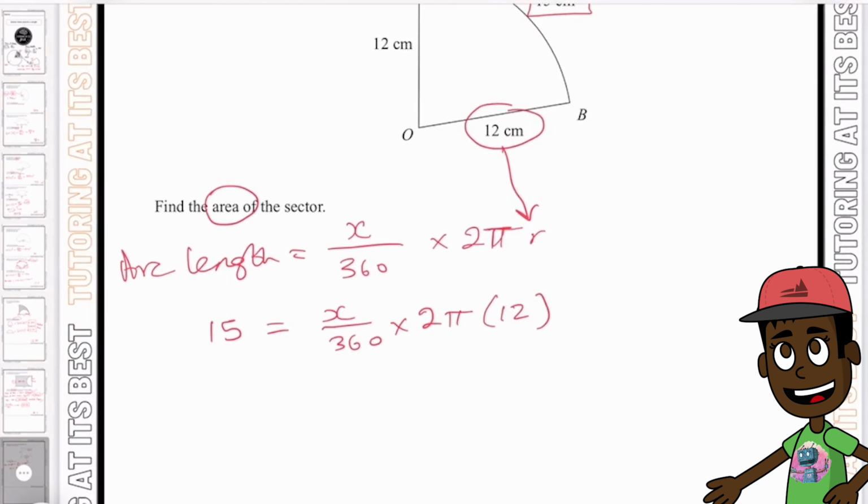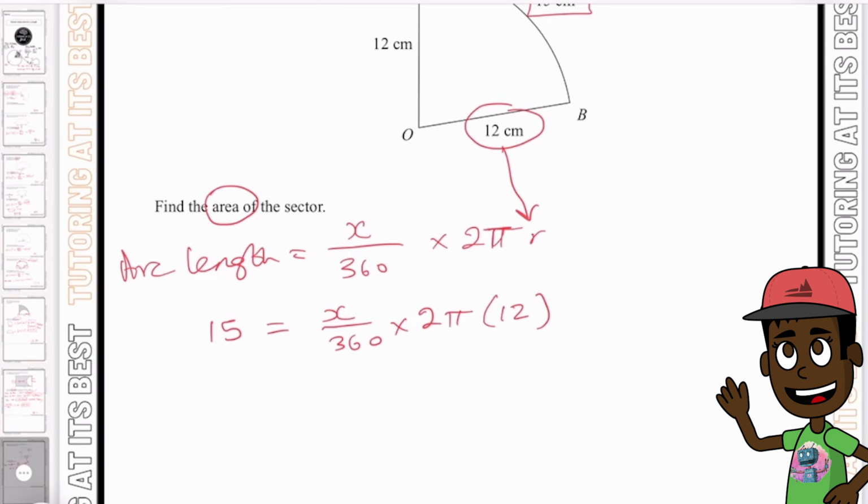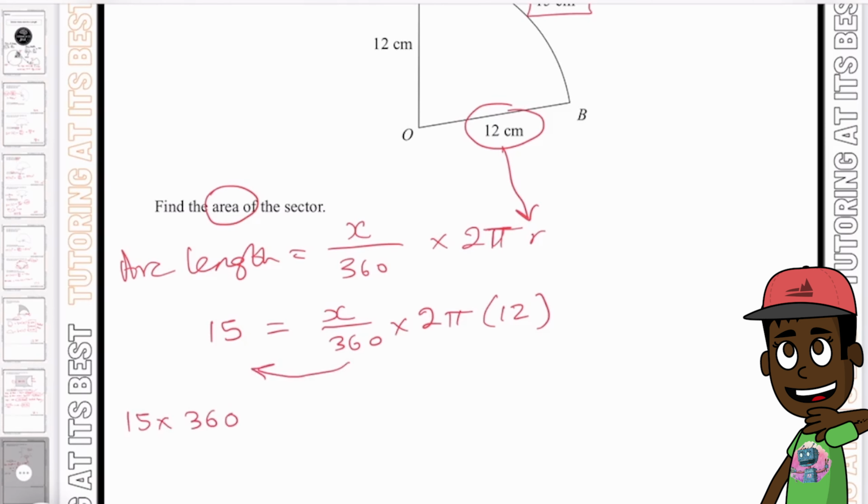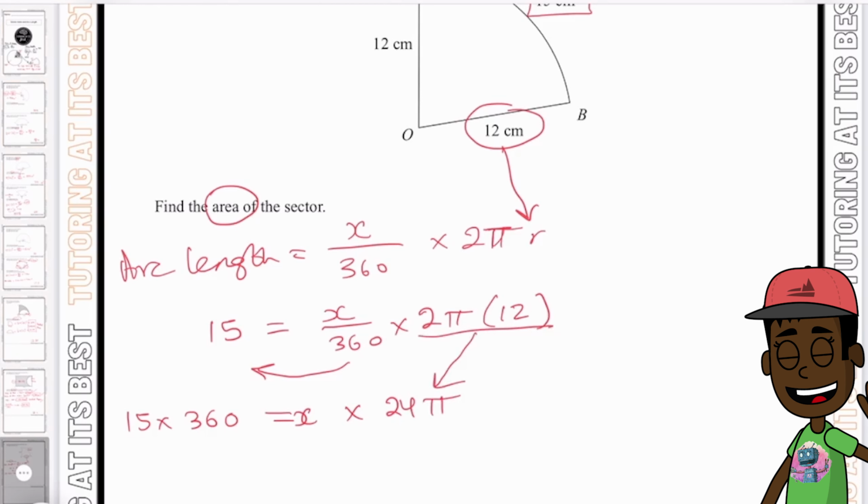So now we've gone ahead and done that. Let's now aim to make x the subject. So the first thing I'm going to do is simply go ahead and take the 360 over to the left-hand side, which means we'll have 15 multiplied by 360 equals x times by 24 pi. Remember, 24 pi is given by having 2 pi times 12.